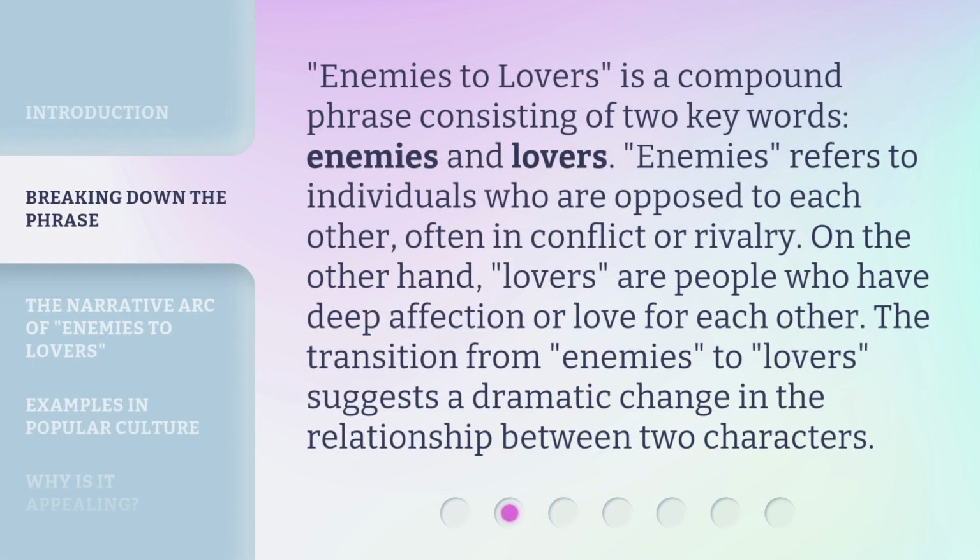Enemies to lovers is a compound phrase consisting of two key words, enemies and lovers. Enemies refers to individuals who are opposed to each other, often in conflict or rivalry. On the other hand, lovers are people who have deep affection or love for each other. The transition from enemies to lovers suggests a dramatic change in the relationship between two characters.